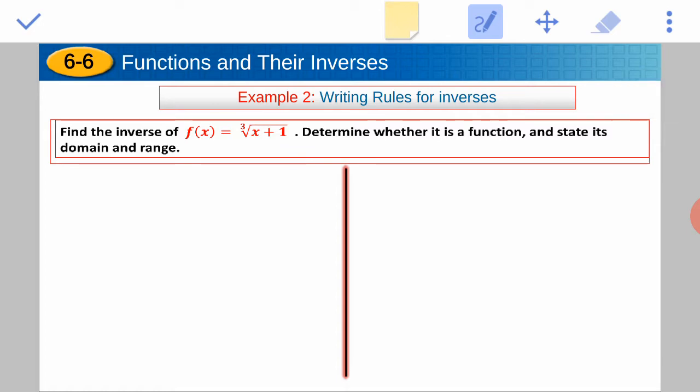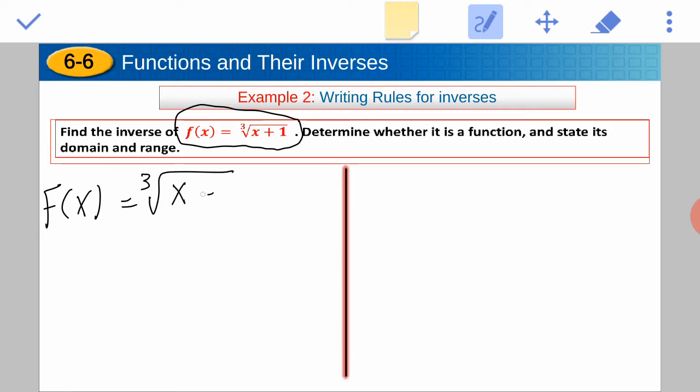Skill number 2 is a very systematic skill. In this skill, you're going to write the algebraic rule for the inverse. Consider f of x equals the cube root of x plus 1. This is our original function.